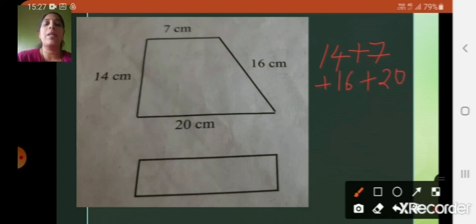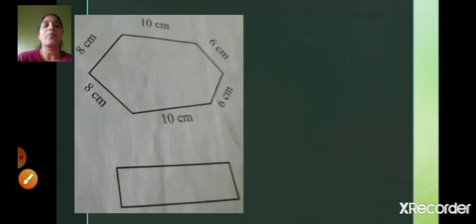Now 14 plus 7 is how much, children? 21. And 21 plus 16 is 37. And 37 plus 20 is 57. So what will you write? You will write in the box as 57 centimeter. Right children? So let's move to the second figure.